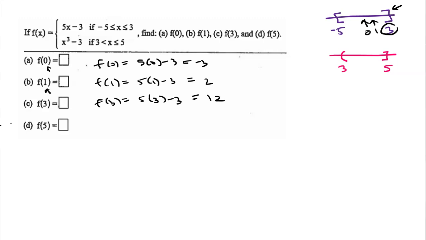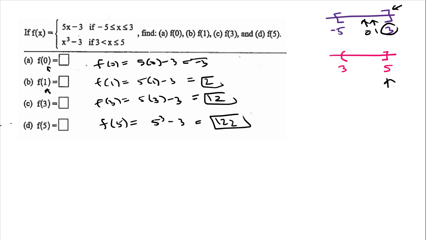And then the last one, f of 5. Well, 5 is going to be right here, and it is included because we have the less than or equal sign. So for f of 5, we use the last equation. f of 5 equals 5 to the third minus 3, and that gives us 122. And that's how you solve a piecewise defined function.